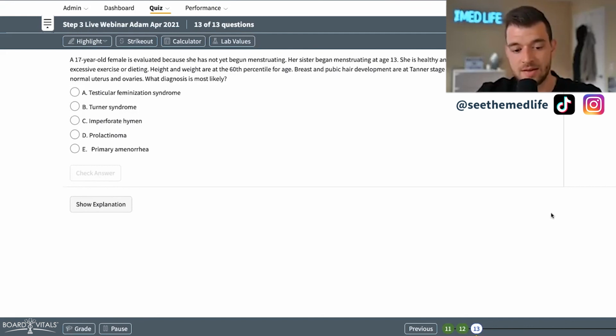Let's get into it. A 17-year-old female is evaluated because she has not yet begun menstruating. Her sister began menstruating at age 13. She is healthy and takes no medications. She denies excessive exercising or dieting. Her height and weight are at the 60th percentile for age. Breast and pubic hair development are Tanner stage 4, and pelvic ultrasound demonstrates a normal uterus and ovaries. What diagnosis is most likely?